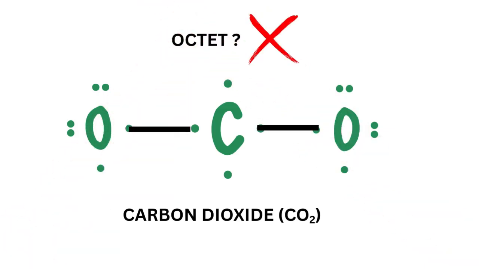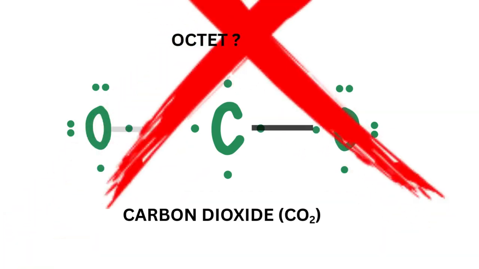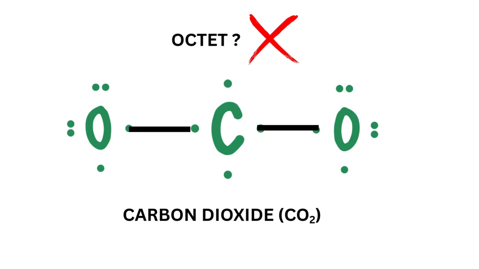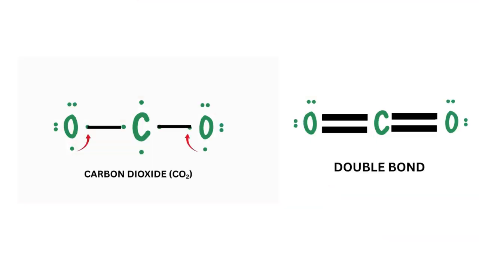Next, we complete the octets of the oxygens by adding lone pairs. But now carbon has only 4 electrons from the 2 single bonds. It needs more. So we turn 1 lone pair from each oxygen into a double bond, and we get the final structure with all atoms now having complete octets.